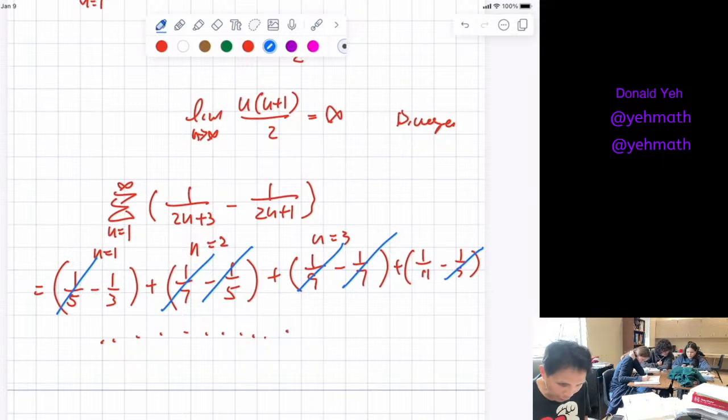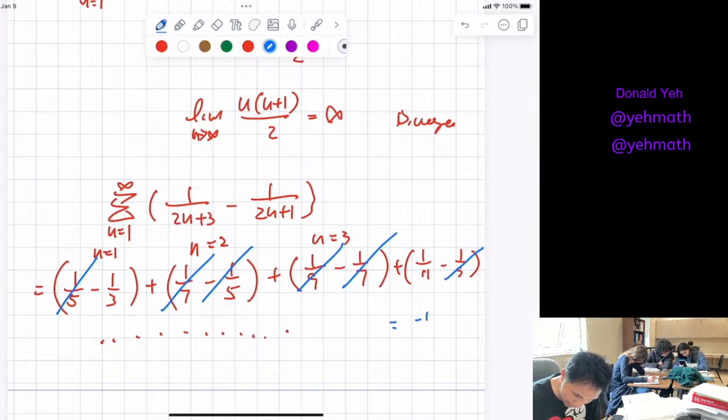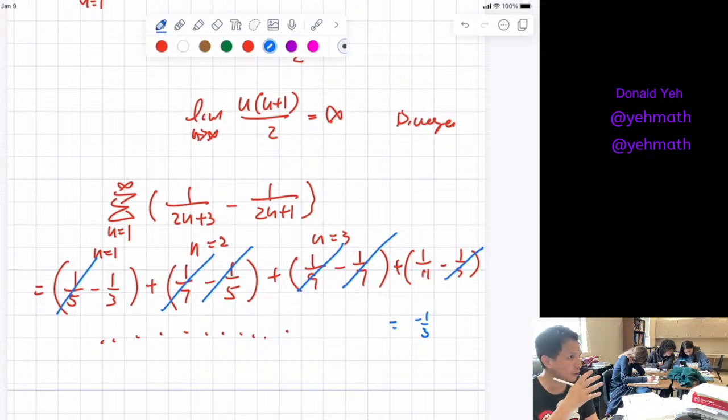Eventually, all these terms get smaller and smaller, and they will be completely crossing out. So roughly, we can estimate that it's going to be negative 1/3. Eventually, it's equal to negative 1/3, because each term is going to cancel the other, and they will cancel out completely.